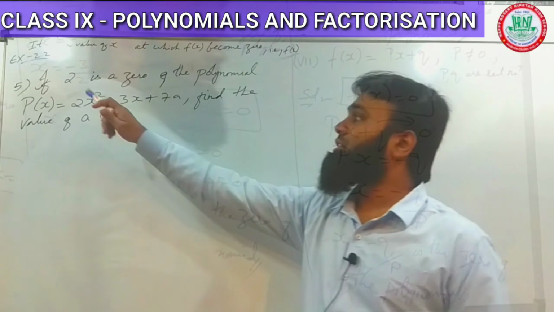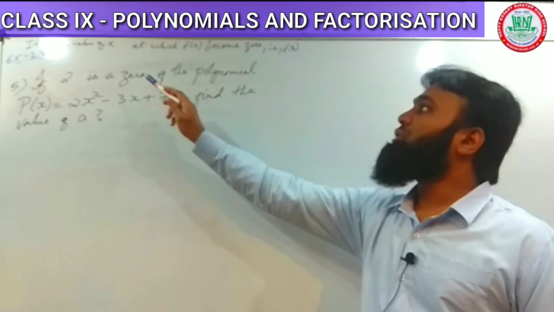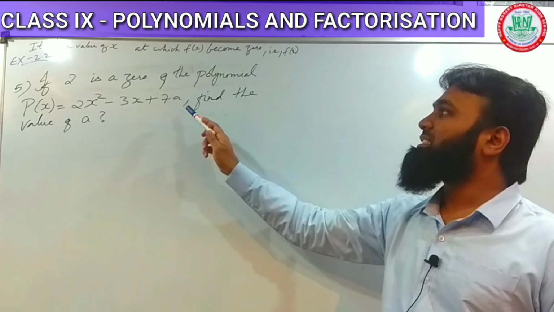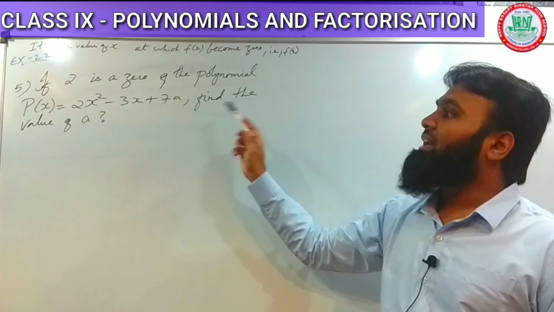Any doubt here? Fifth question now. What is the fifth question? If 2 is a zero of the polynomial p of x equals 2x squared minus 3x plus 7a, find the value of a.